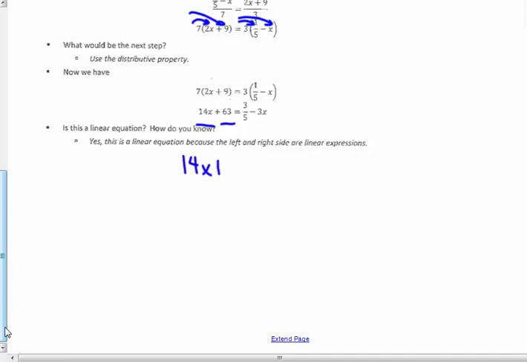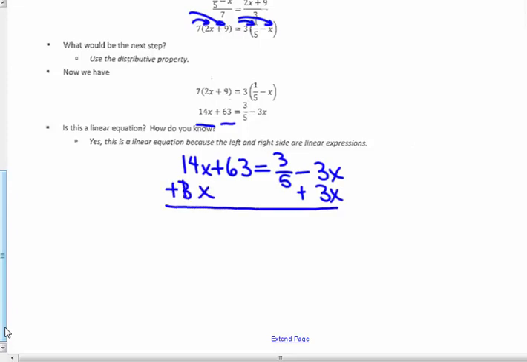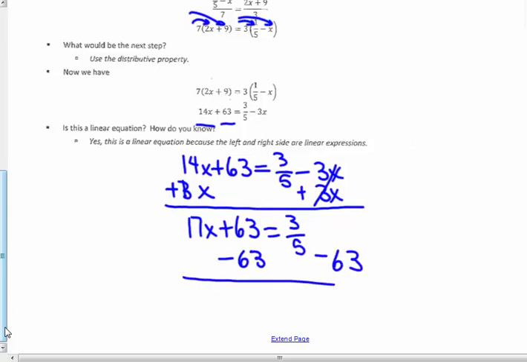So 14x plus 63 equals 3/5 minus 3x. The smaller x is the minus 3x, so I'm going to do the opposite, add 3x to both sides. And I get 17x plus 63 equals 3/5. Subtracting 63. Ooh, this is not going to be so easy to solve now that I've started this. I get 17x equals 3/5 take away 63. I'm going to get a calculator.